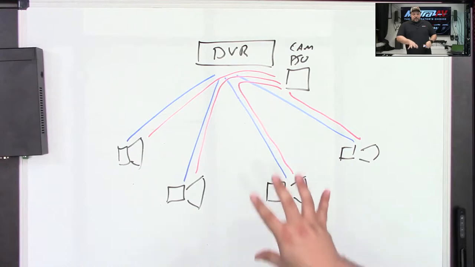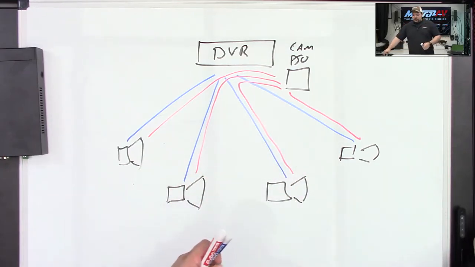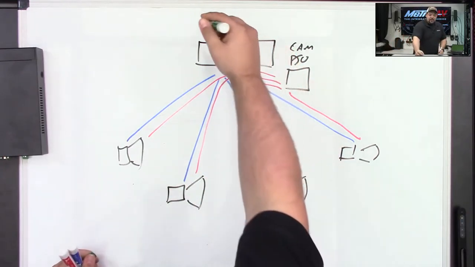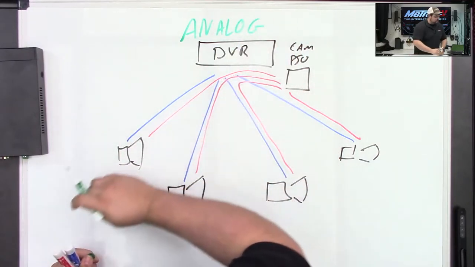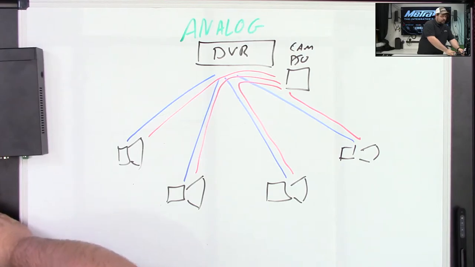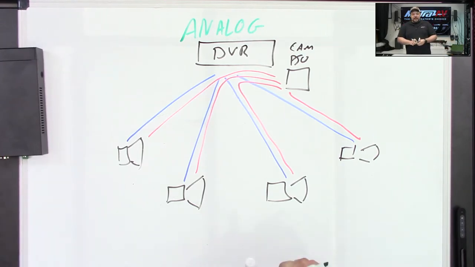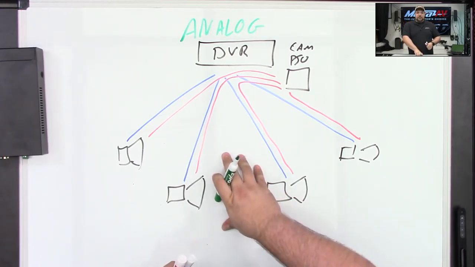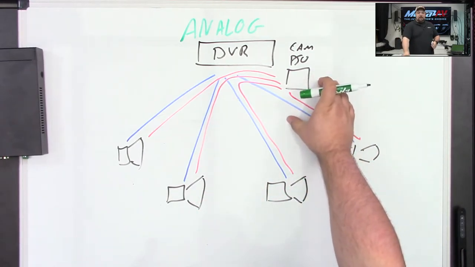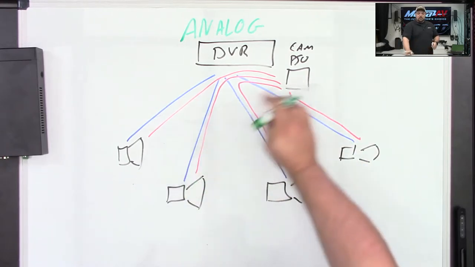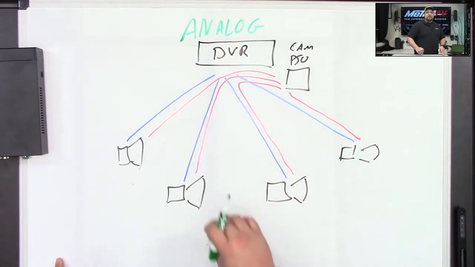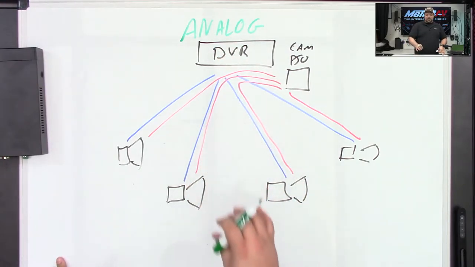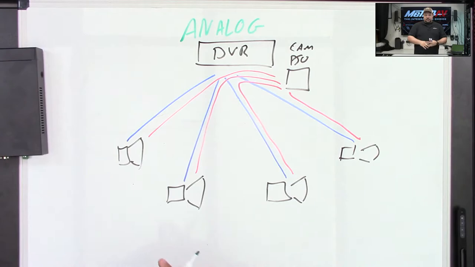So this is an analog system. This is what we would call an analog camera system. So an analog system, like I said, is pretty straightforward. Almost everyone is familiar with an analog system where you have to have some kind of power supply for each camera, or usually a shared power supply system. And then all of those connections have to go back to a DVR for video connection at the DVR. Then from there, the DVR can do whatever it's gonna do.